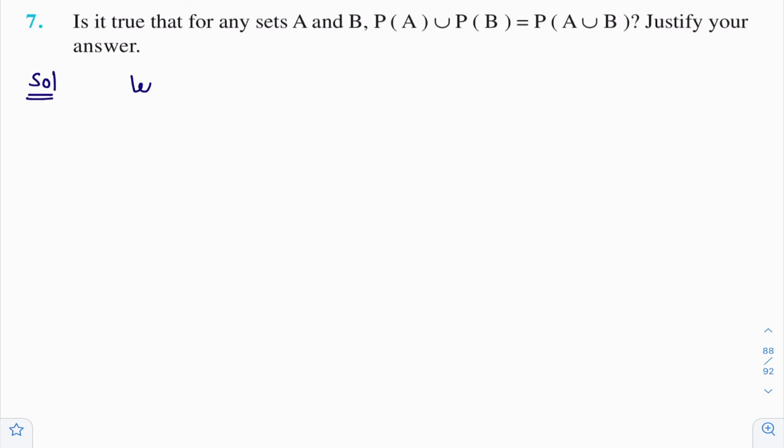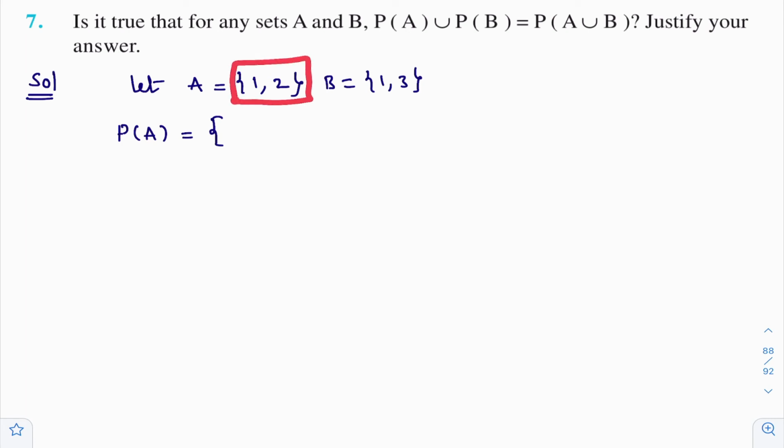Let any two sets A, B. I'll take sets like this: set A is {1, 2} and set B is {1, 3}. I considered two sets like this, A and B. First I'll calculate P of A. You know what P of A is? P of A means the power set of A. What is the definition of the power set of A? The set of all the subsets of A.